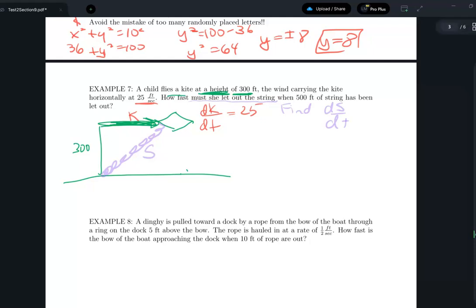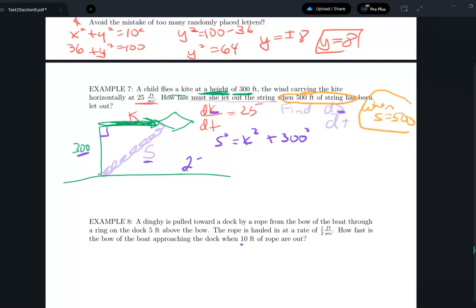When I see the word when, right? When 500 feet of string has been let out. So when S is 500, do not put it in the picture, because you can't use it until after you do the derivative. So now I'm looking for my equation. I need an equation that has the letter S and K and that fixed number. I think you see it, right? Pythagorean theorem: S squared is equal to K squared plus 300 squared.